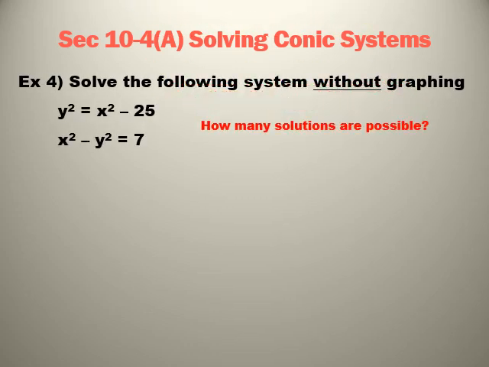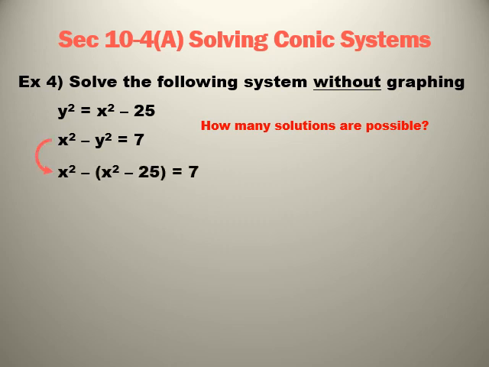Number 4. All right, so how many solutions do we have here? The first thing appears to be possibly an ellipse, and the second one, I'm sorry, a hyperbola. And the second one also appears to be a hyperbola. Okay, so solve that one using algebra.